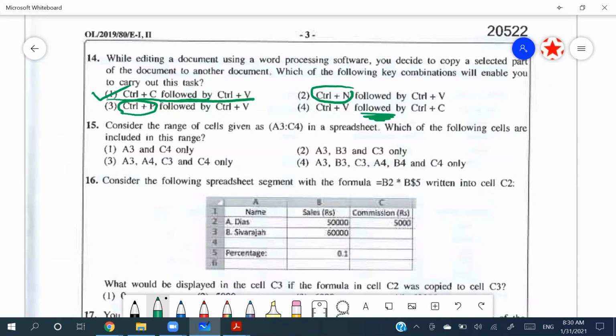So consider the range of cells given as A3 colon C4 in this spreadsheet. Which of the following cells are included in this range? So it's easy. A3 colon C4. A3 means this cell. C4 means this particular cell. So they are talking about a range like this. So it says A3 and C4 only. No, it has 6 cells. So in the second answer, they are just talking about 3 cells. So it is wrong. In the third answer, they are just talking about 4 cells. It is wrong. So the correct answer is going to be the fourth one.